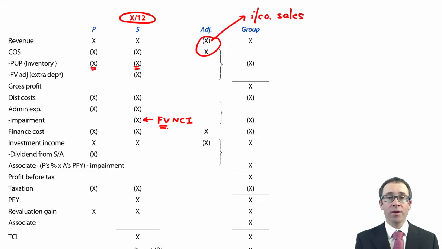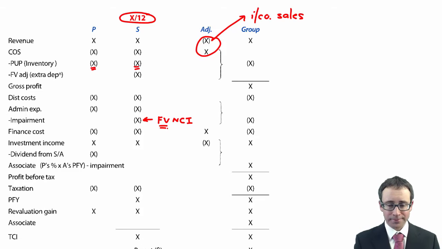So if there is any impairment within it, we need to give the NCI their share of that impairment. And by putting it in S's column, that would then transcend. Alternatively, you could put it in P's column if we measured the NCI based upon your proportionate share of net assets method, because then that stops the NCI getting any share of the impairment.